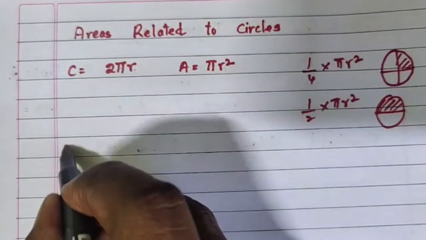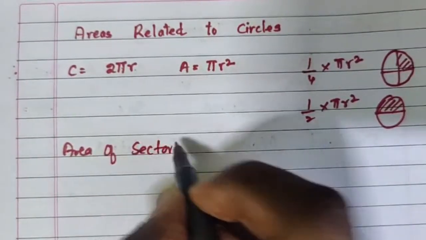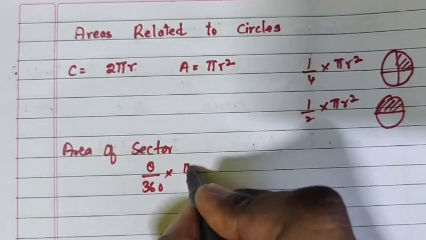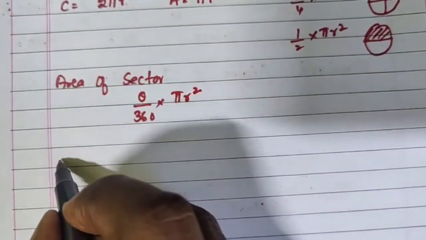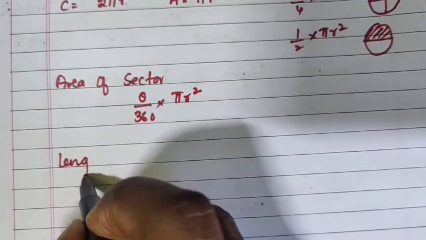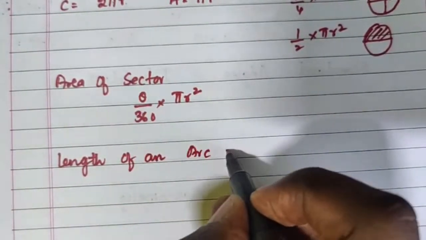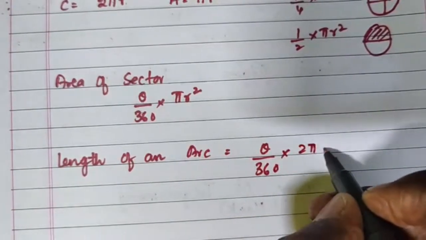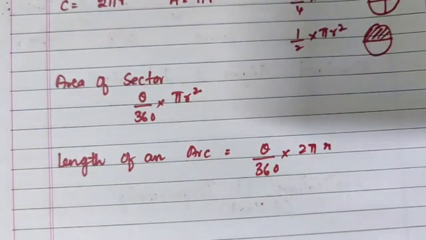And area of sector formula. Area of sector is what? Theta by 360 into pi r square. Length of an arc equals what? Theta by 360 into 2 pi r. See, based on this, definitely a 3 mark question will be there.